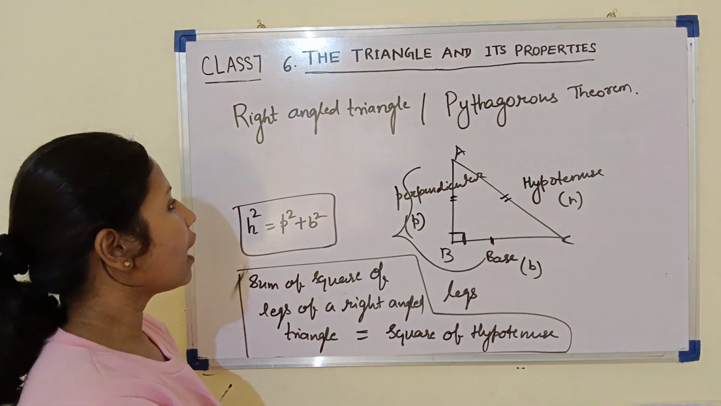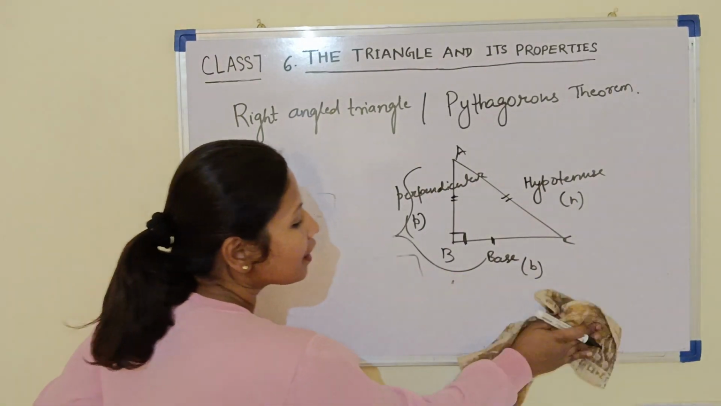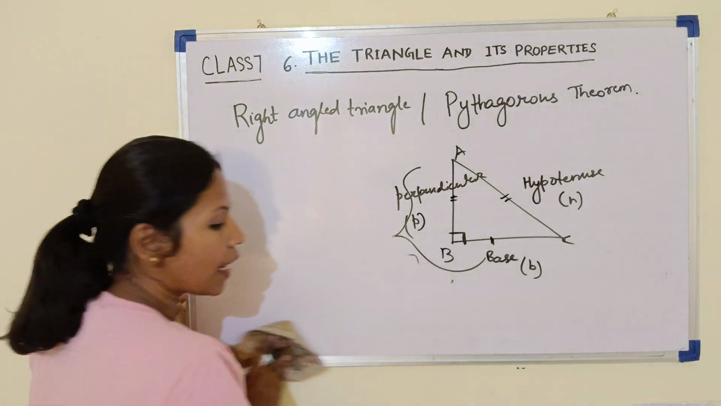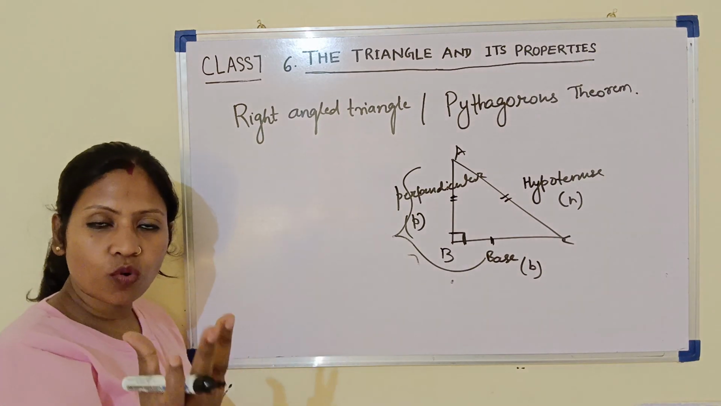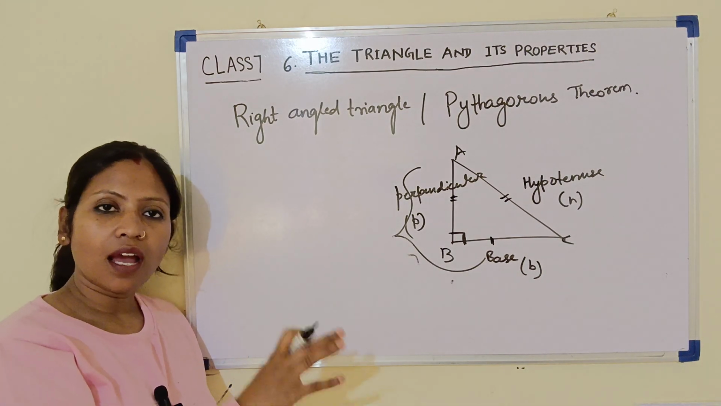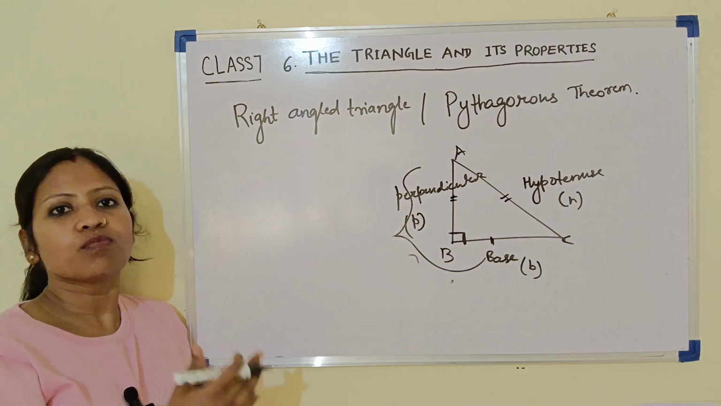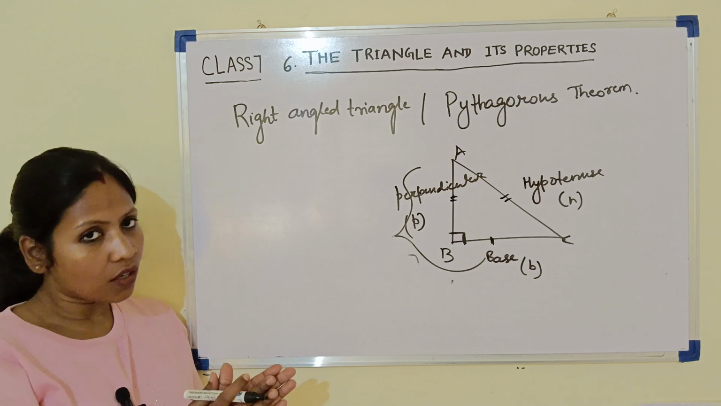So if you get a combination of some sides and they ask whether it is possible that they make a right angle triangle or not, what you have to do is take the square of the biggest side, then the squares of the other two sides, add the smaller ones and match with the bigger one. Is it equal or not?